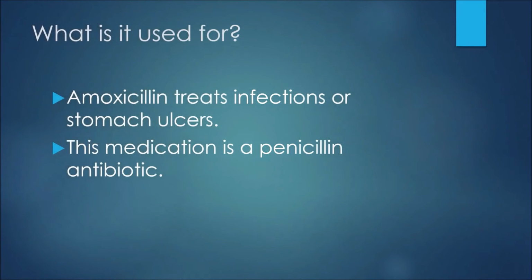So the first thing to discuss in this presentation is what amoxicillin is used for. So amoxicillin, the antibiotic, treats infections or stomach ulcers. This medication is a penicillin antibiotic.